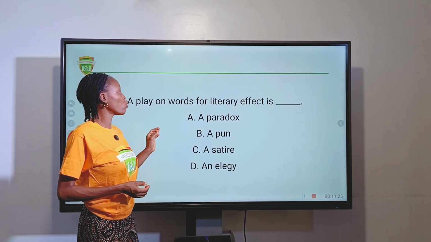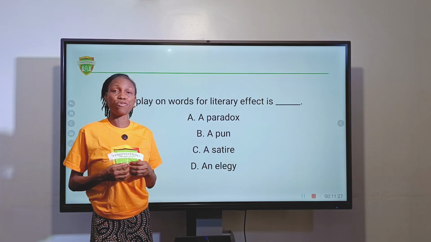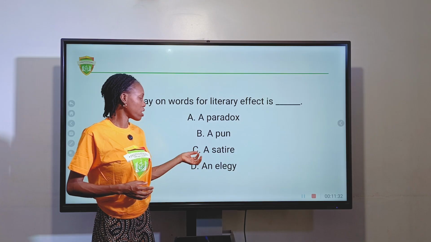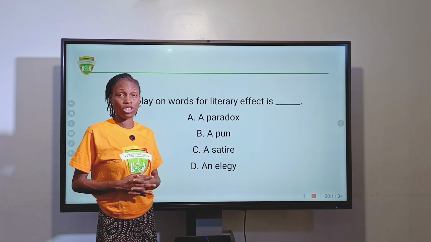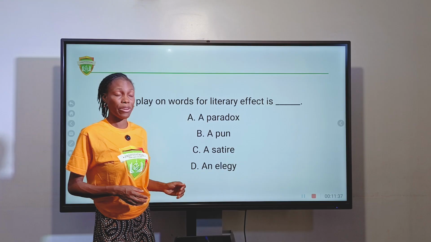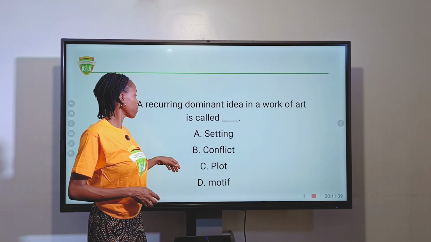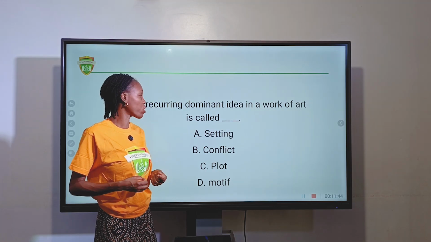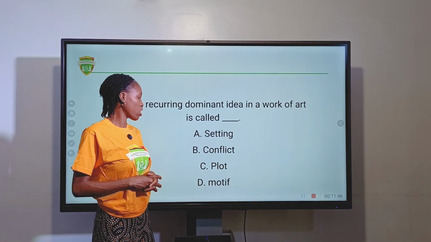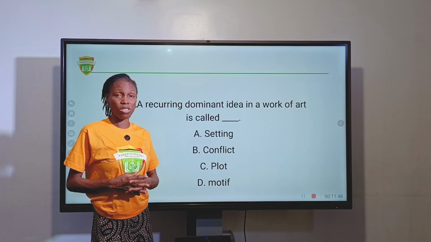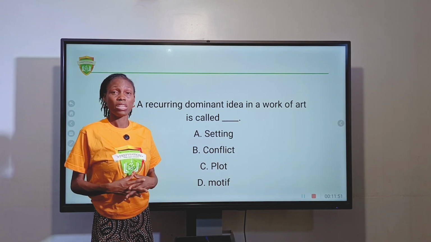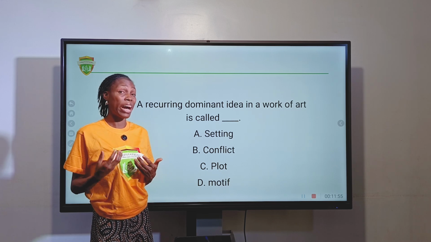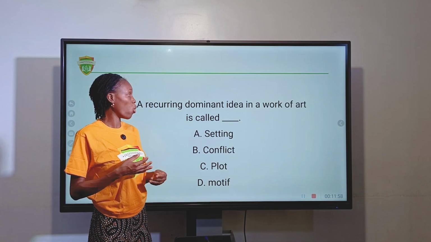A play on words for literary effect is A, paradox, B, pun, C, satire, and D, elegy. The answer is pun. A recurring dominant idea in a work of art is called A, setting, B, conflict, C, plot, and D, motif. The answer is motif. More or less like the reason behind a particular idea or work.